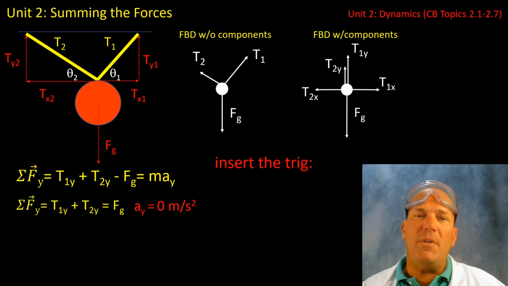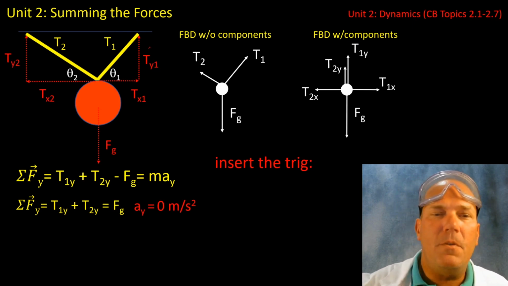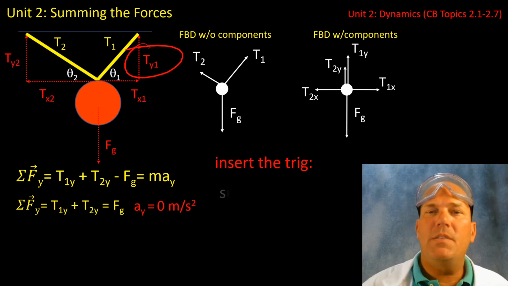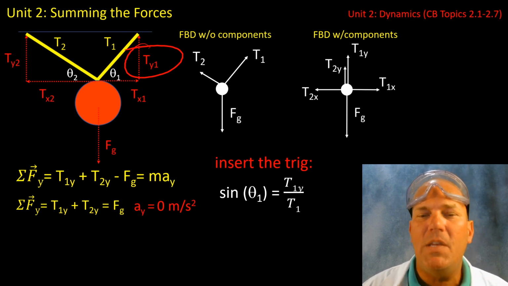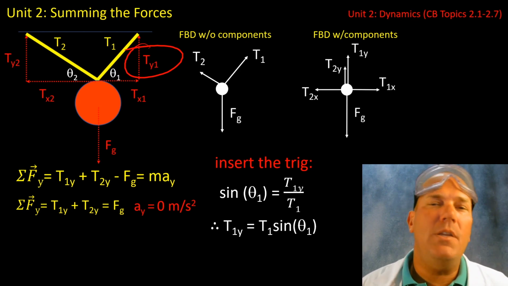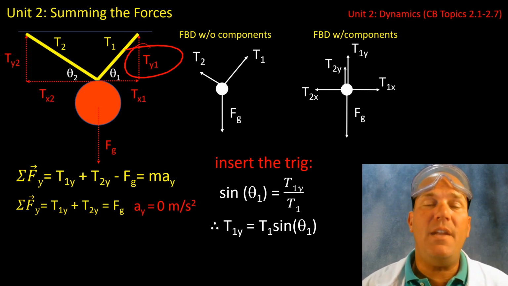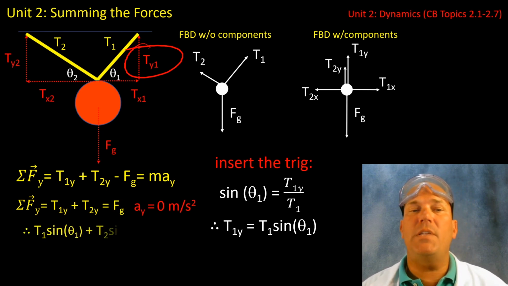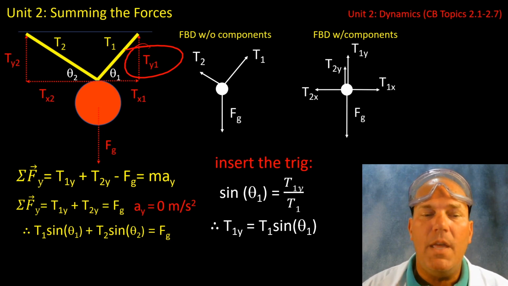Let's insert our trigonometry. Let's start with T1. Remember, T1 is the hypotenuse or resultant vector, and we're trying to solve here for the vertical component, which is opposite. So let's use the sine function of the opposite over the hypotenuse. Let's multiply both sides by T1 to say that T1 in the y direction is equal to T1 times sine of theta 1. And of course, you can do the same thing for T2 and plug that into our summation vertical, and that would be as far as we're going to go there.